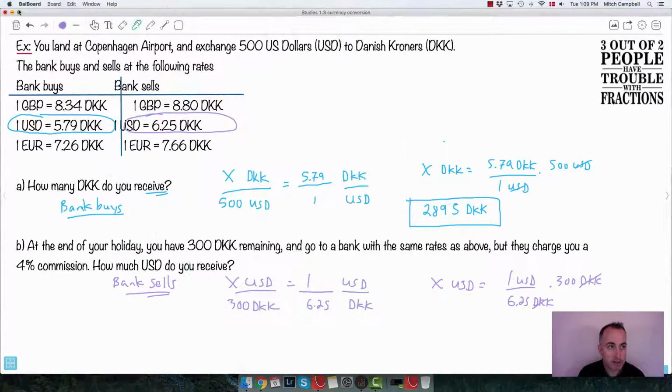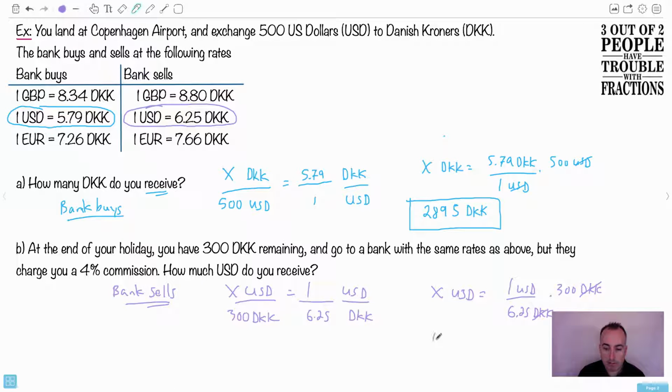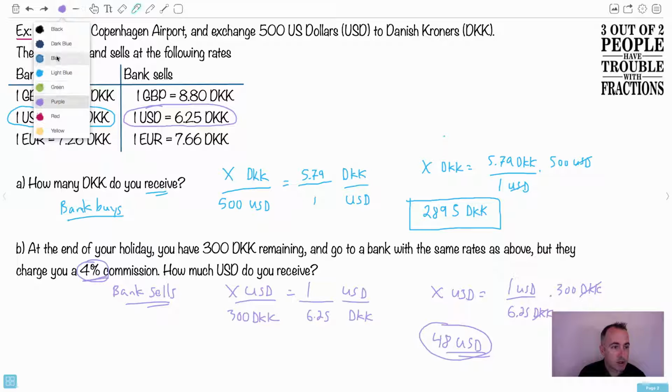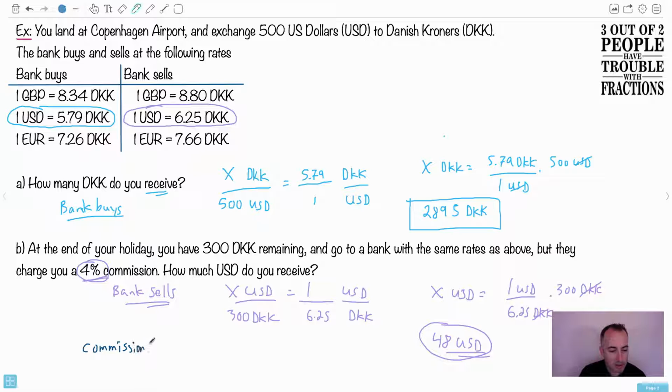So fine then. That means I get 48 US dollars. However, this is before the commission. Don't forget, there's this 4% commission. So now we have to find out the commission. Maybe I'll do it in a different color, just to separate it here. The commission is going to be 4% of that amount. You can do the percent at the beginning or at the end, it's not a big deal, but let's just do it at the end here.